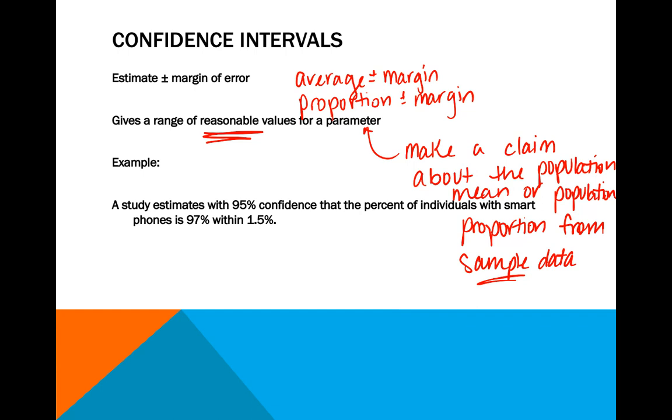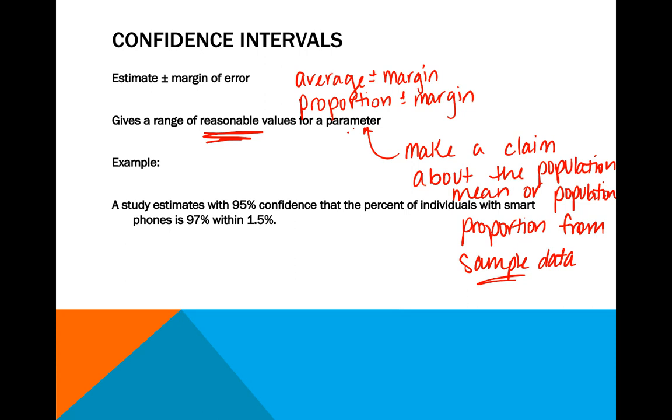But because there's what we call sampling variability, we don't expect the sample value to match the population exactly. We have this margin of error. So that margin of error basically gives us a window of what's reasonable for that actual mean or for that actual percentage. So all you really need to know is that it tells us what's reasonable.